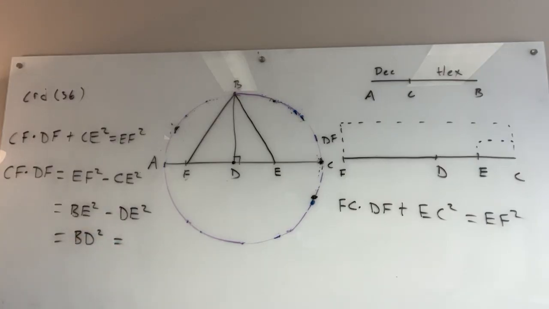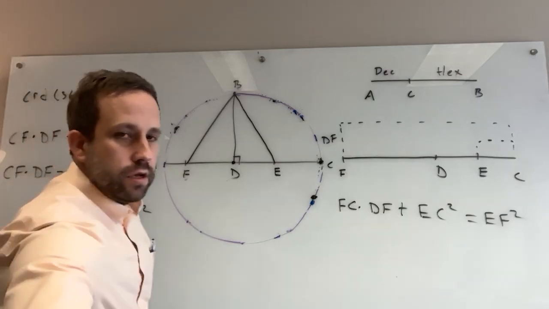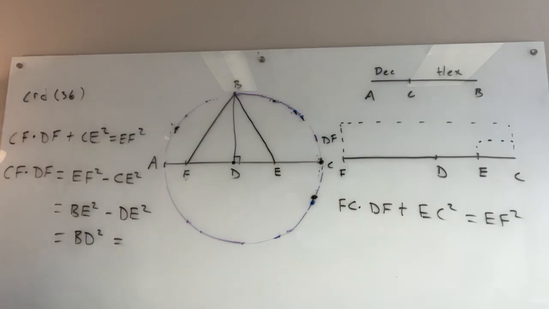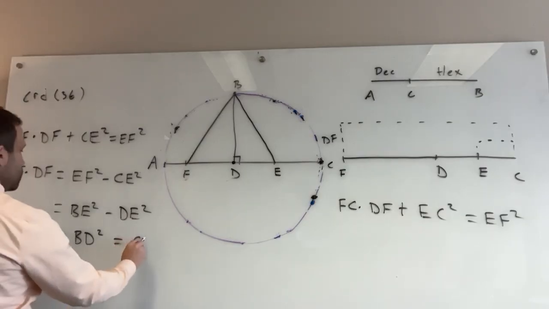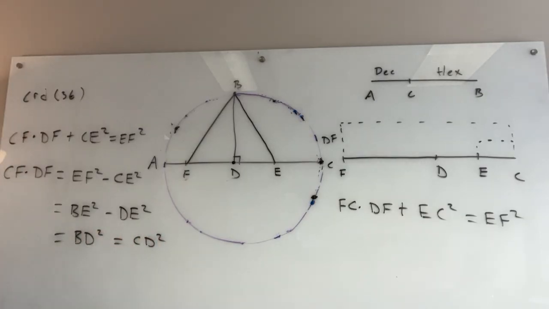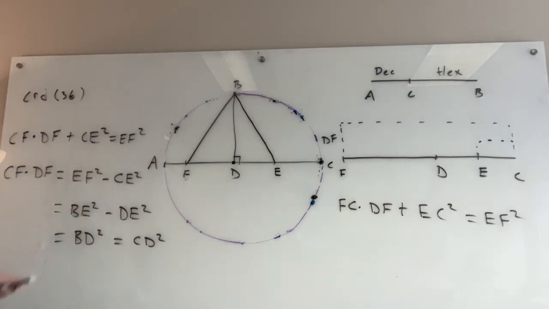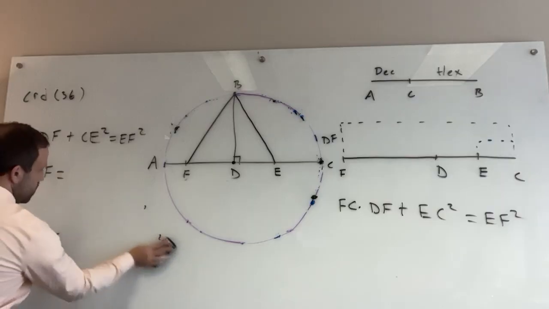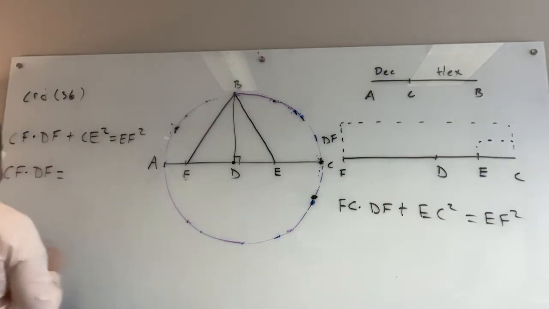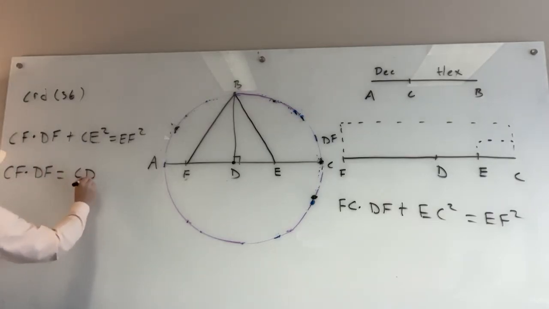Well, what is BD? BD is just the radius of the circle. So then BD is equal to CD, so this is equal to CD squared. I'm going to erase all of this because I just want to write that CF times DF is equal to CD squared.